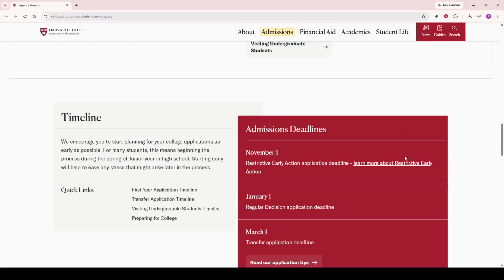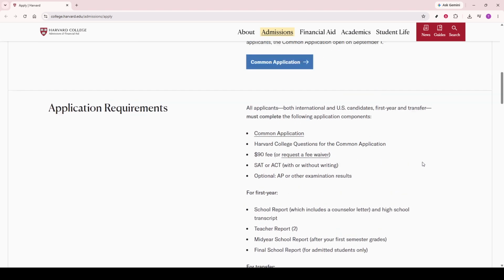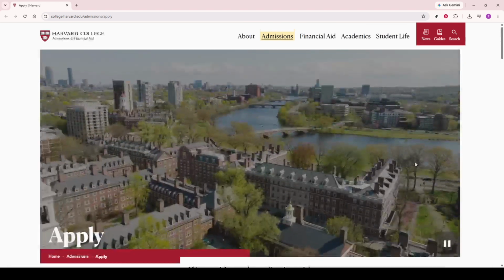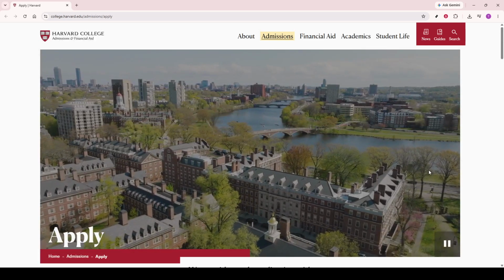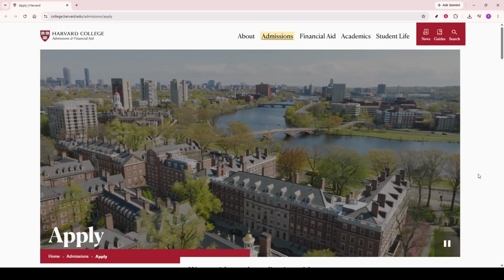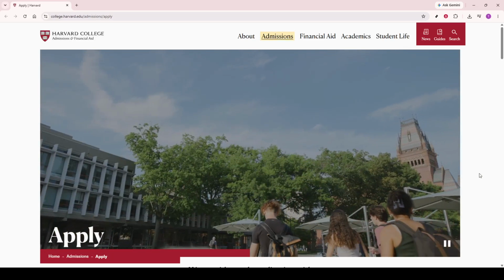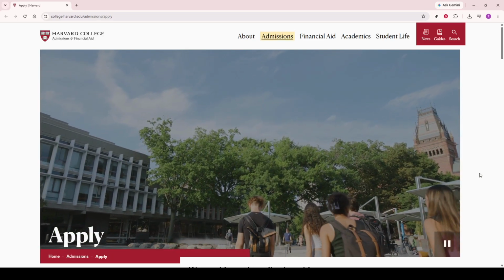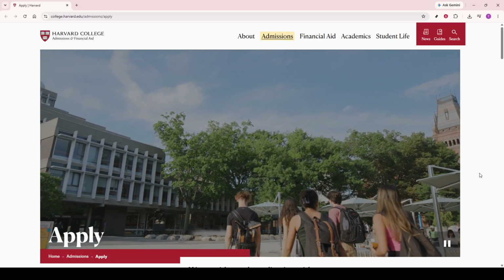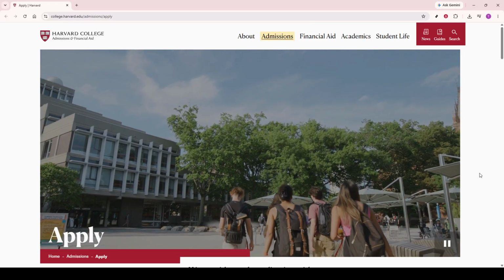Overall, the process includes the Common Application, Harvard's supplemental questions, the fee or fee waiver, test scores, school reports and transcripts, and your recommendation letters. Take your time, stay organized, and use the official Harvard admissions page as your checklist so you can submit everything accurately and on time.